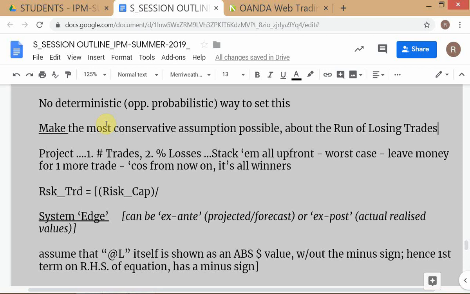This is clear? So when it comes to losses, we are going to assume more losses. We are going to assume maximum losses. So we are going to make the most conservative assumption possible about the run of losing trades.